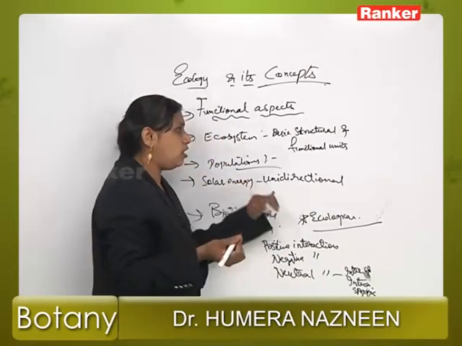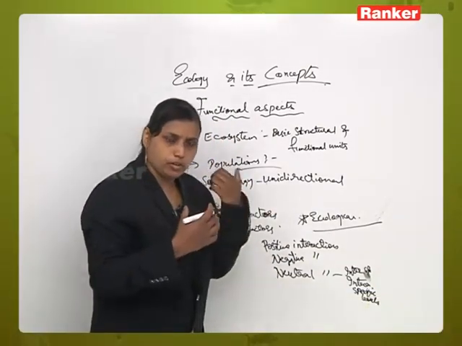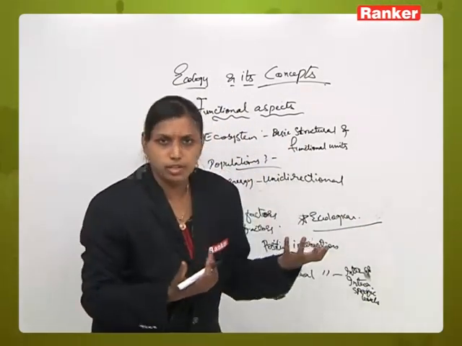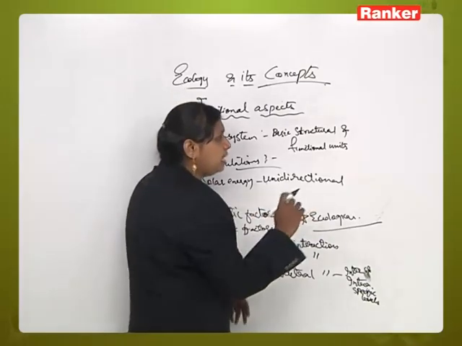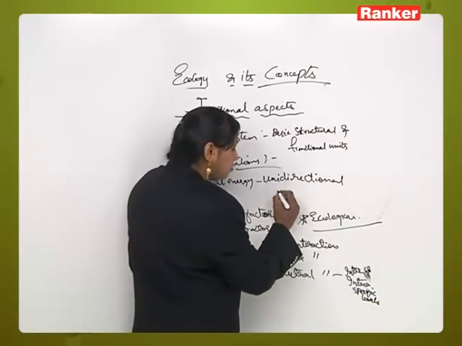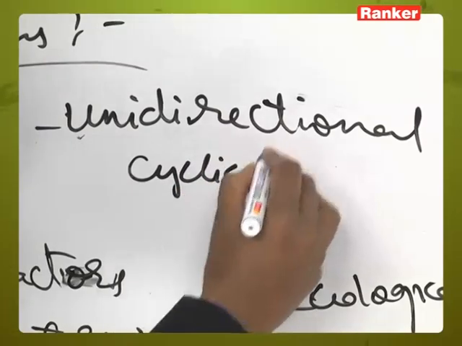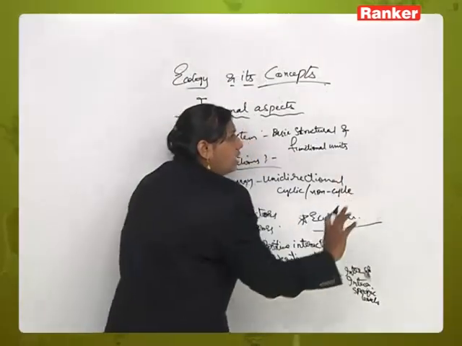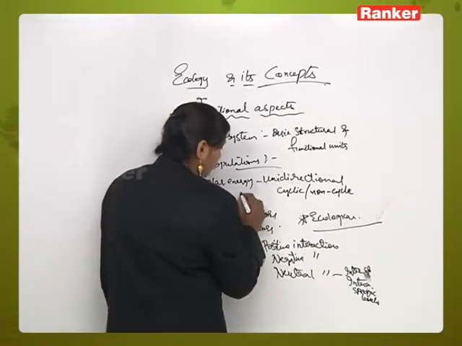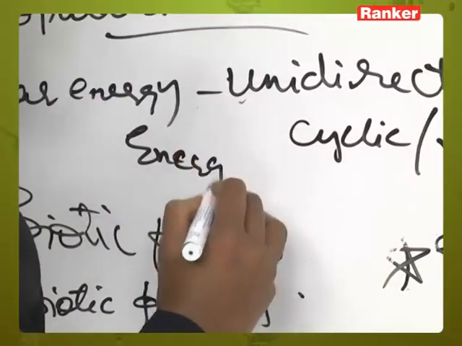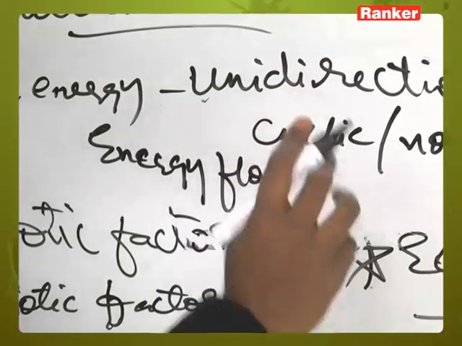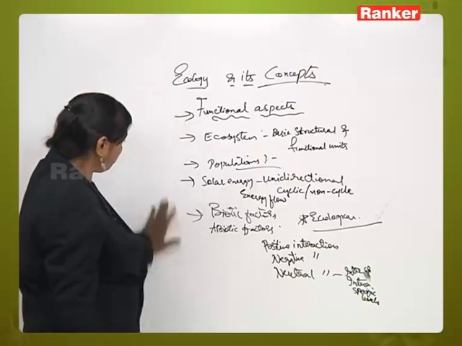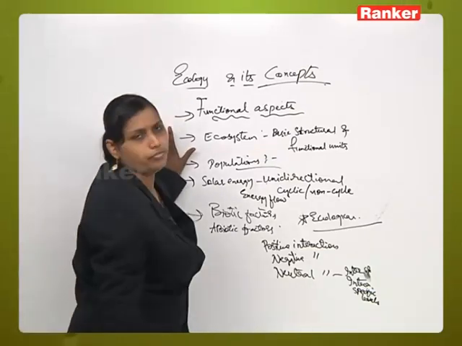And this study of energy flow, the movement of energy from one trophic level to another, how much energy is utilized and how much is wasted, can be studied in a cyclic pattern or in a non-cyclic pattern. So this study is called energy flow. Okay, these are a few aspects of the functional aspects of ecology, right.